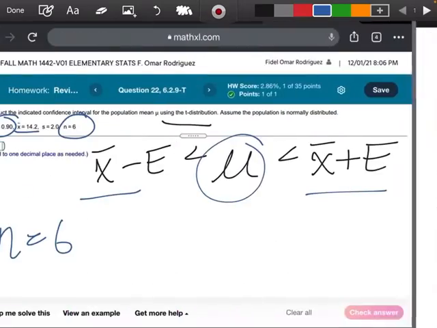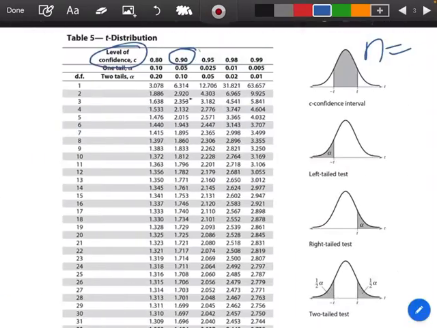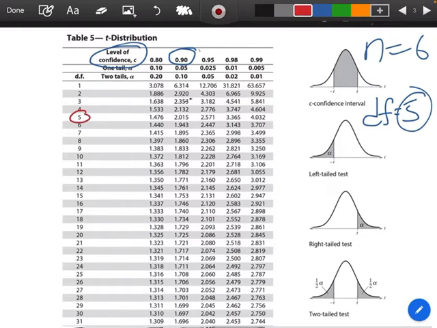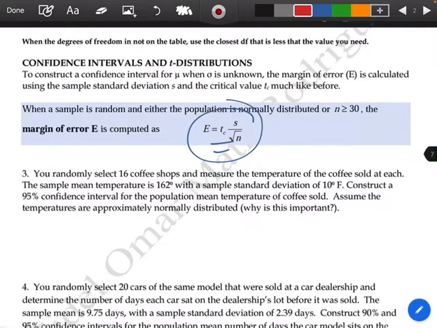My confidence level is 90%, so I'm going to use this column here. And since our n was 6, remember what that means? My degrees of freedom is 1 less. My degrees of freedom is 5. So what I'm doing here is I'm looking at 5 and my confidence level. So the value of tc that I'm going to be using is 2.015.